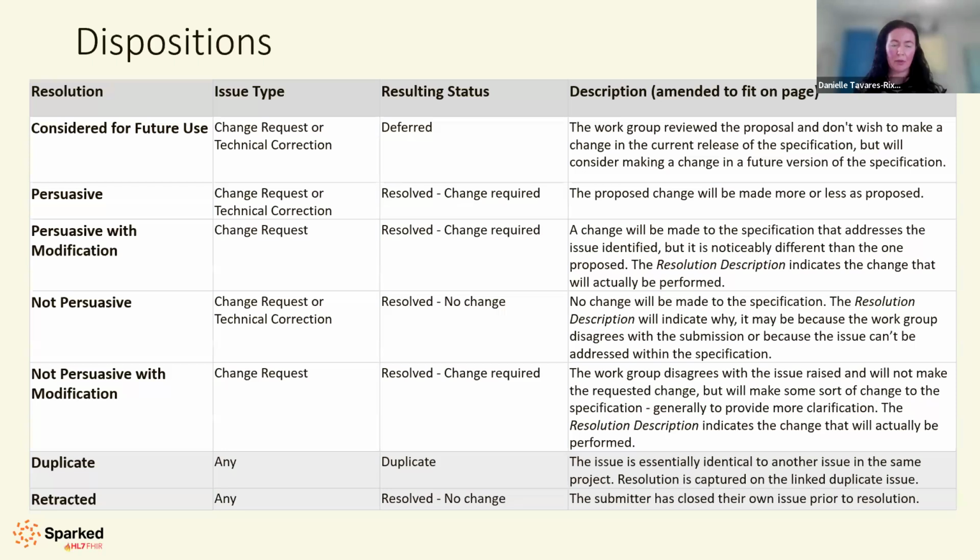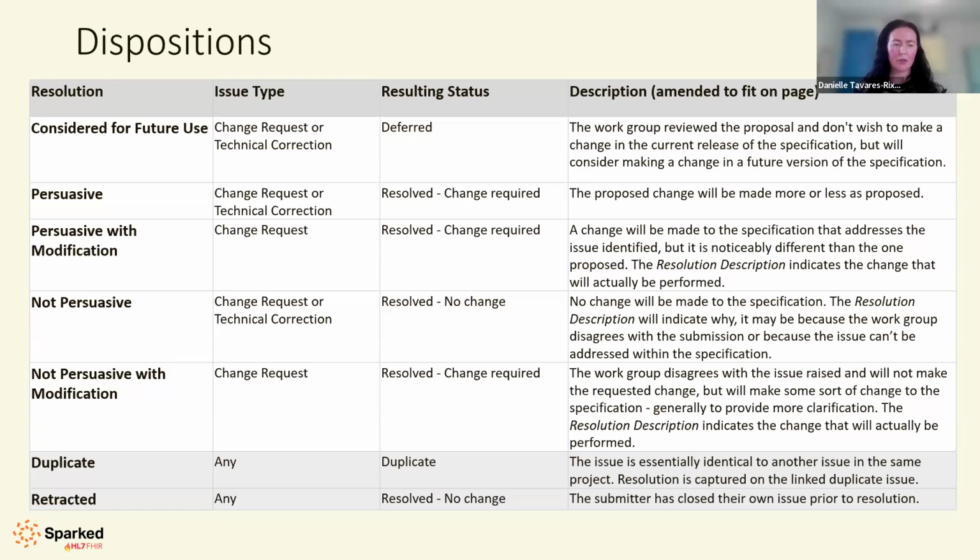The next one, persuasive with mod, says that yes, we're going to make a change, but the change we've agreed to in AU Core is noticeably different. Sometimes that's because we've identified that not only does this one artifact change, but in fact there are three or four other things that need to align with that. And so that's when we might tag something with persuasive with mod. It's not the only reason, but it's a really common one.